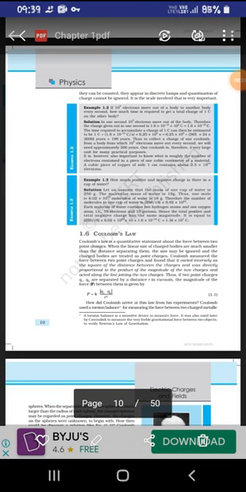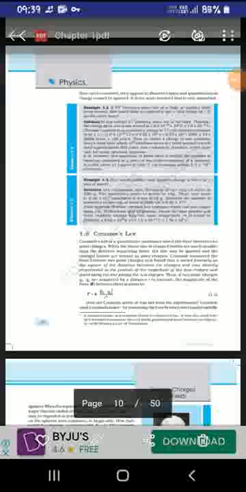Coaching Center. So today I'm going to explain your 12th standard physics first chapter, that is electric charges and fields, part 2 video. So let us come to the chapter. So next is Coulomb's law.